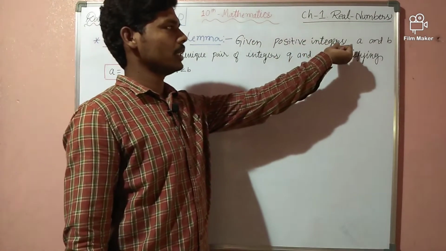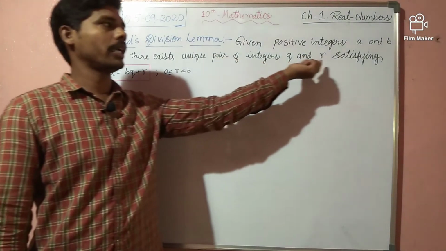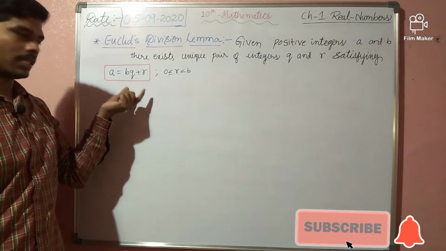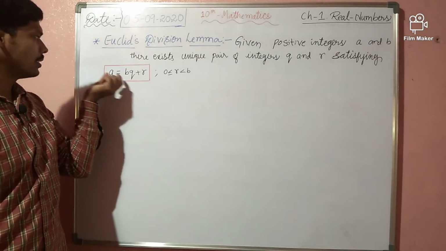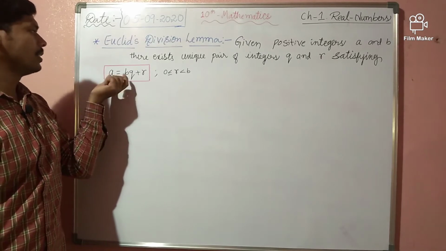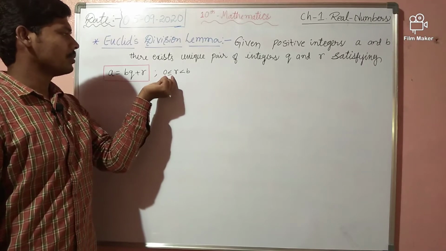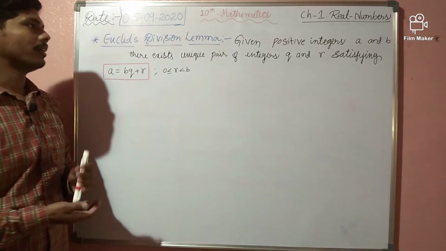Given two positive integers a and b, there exists a unique pair of integers q and r satisfying the condition a = bq + r. Here r is the remainder, q is the quotient, b is the divisor, and a is the dividend. Here r should be greater than or equal to 0 but less than b, the divisor.